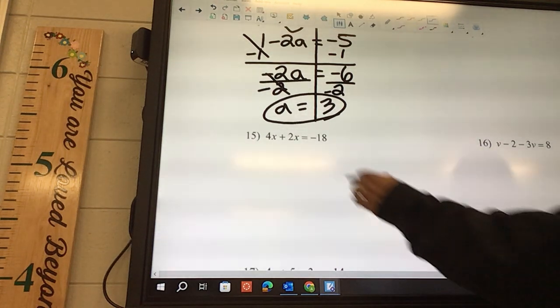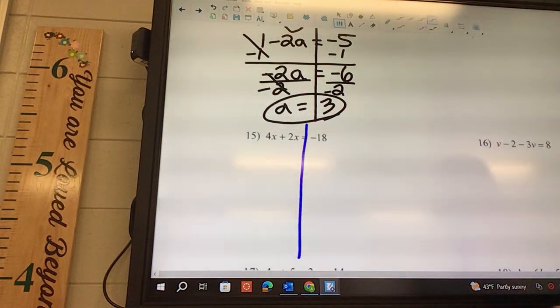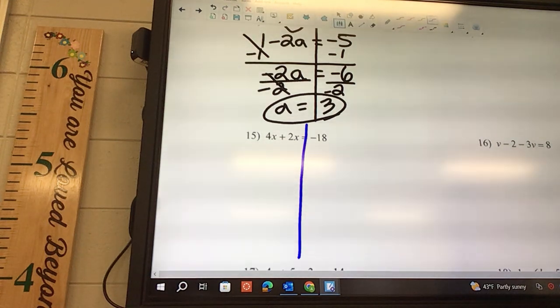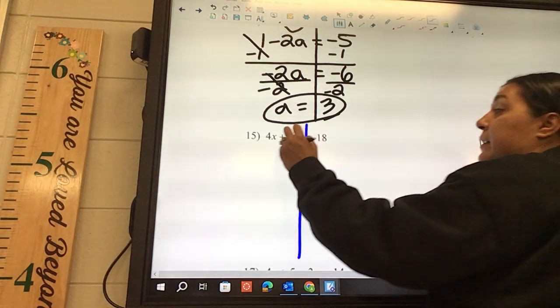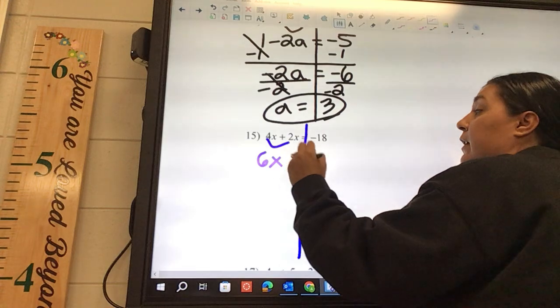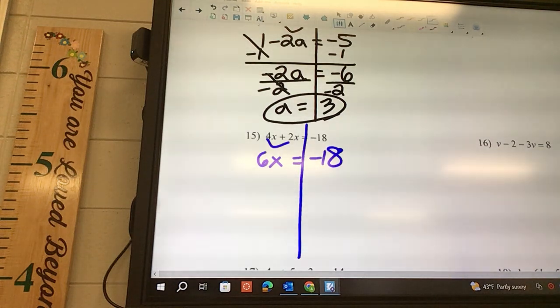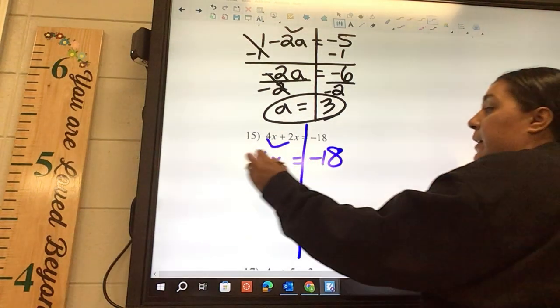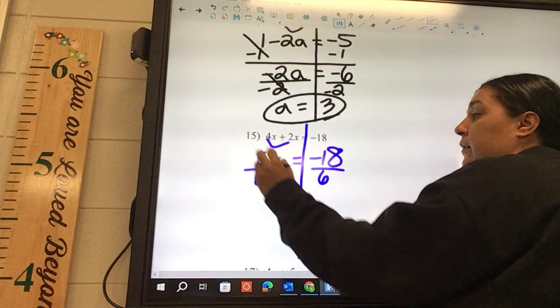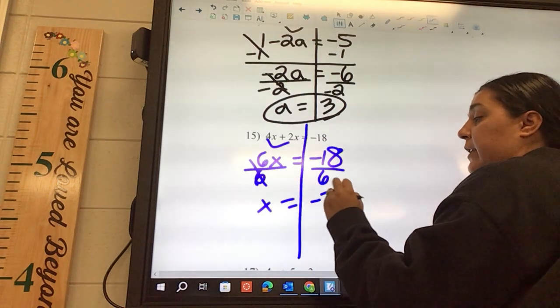Okay, 15. There's only 2 pieces on the left, but they're both x's, so we can put them together. So 4 plus 2 is going to be 6x equals -18. Okay, and then I can divide by 6. So I'm going to get x equals -3.